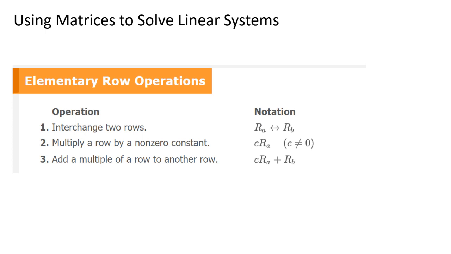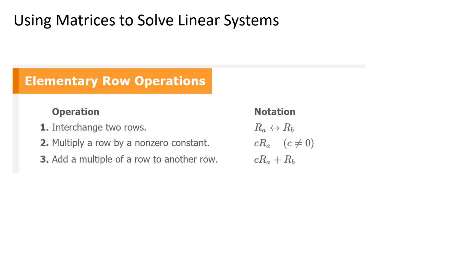We can change one row with the other. I mean, we can make one row be another row, swap them, right? In other words, the notation that we use for that is we have some row A, and we're going to swap it or interchange it with row B, with another row within the system, okay?